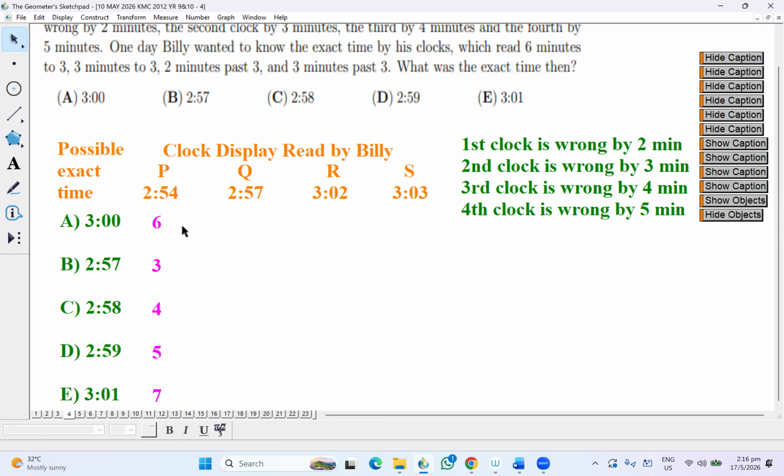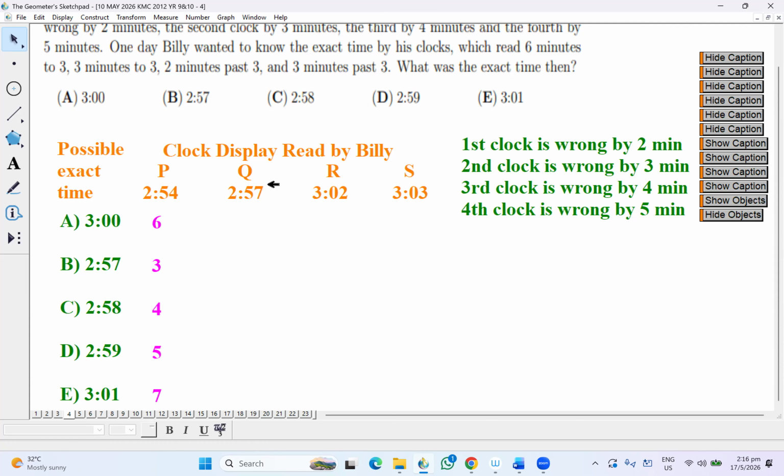So from the first reading only, we can already know a little bit. What is the exact time? No clock is out by 6 minutes, so it cannot be that. Clock P cannot be the answer really. 3:45 possible. No clock is out by 7 minutes. But let's continue to tabulate.